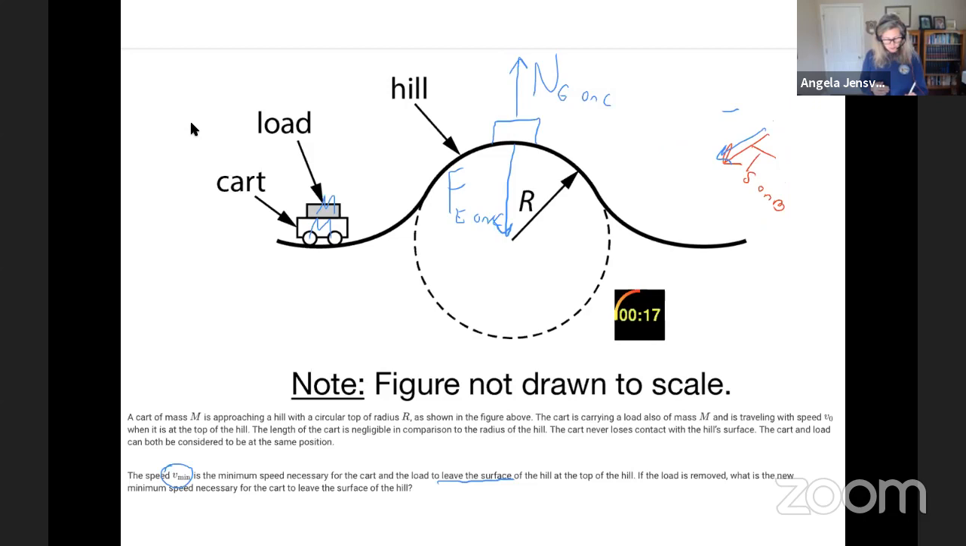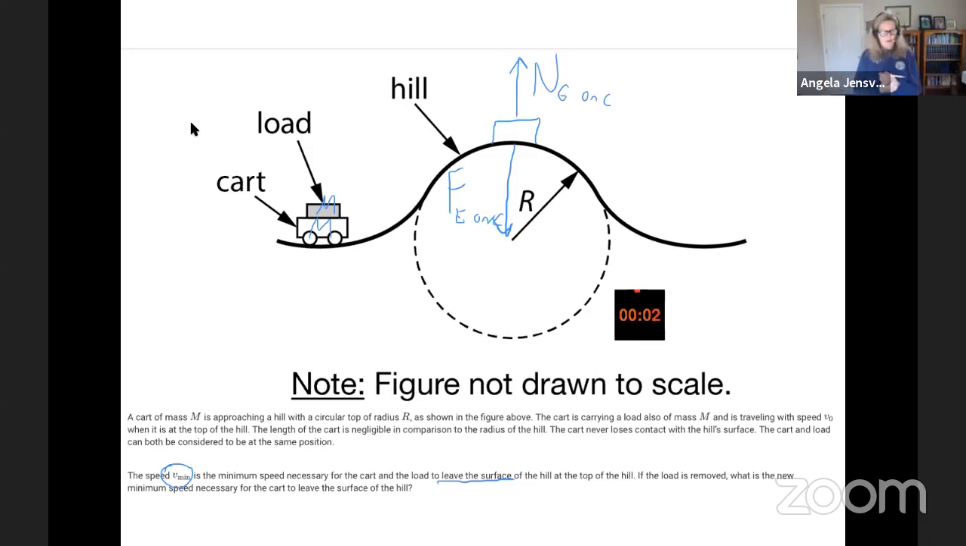Get this thing off here. Well, I just erased the whole thing. The only force in that scenario was the tension in the string, okay? All right. I think I'm done with my rant. Okay, so we've got to find Vmin. All right, you know what's next.